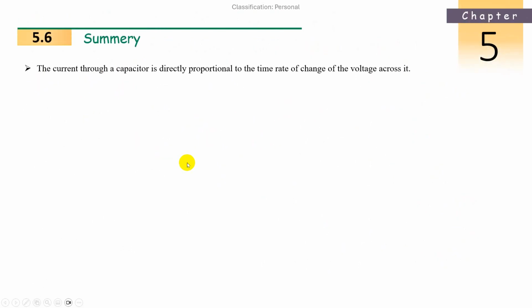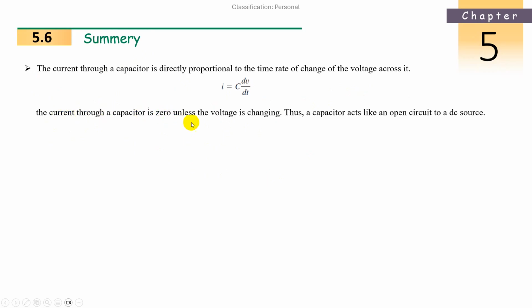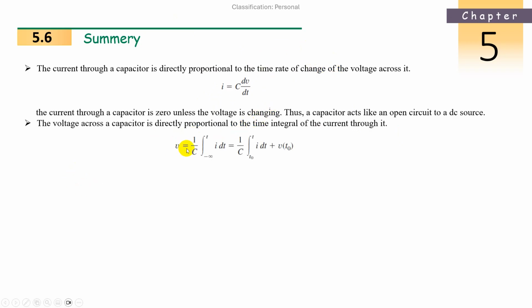Summary: the current through the capacitance is directly proportional to the time rate of change of voltage across it. We know I equals C dV by dt. Now current through the capacitor is 0 unless the voltage is changing. Abruptly it cannot change. Thus a capacitor acts like an open circuit to the DC source. The voltage across the capacitor is directly proportional to the time integral of the current. If you want the voltage, take the C this side: 1 by C integral of I dt, given like this with initial condition.